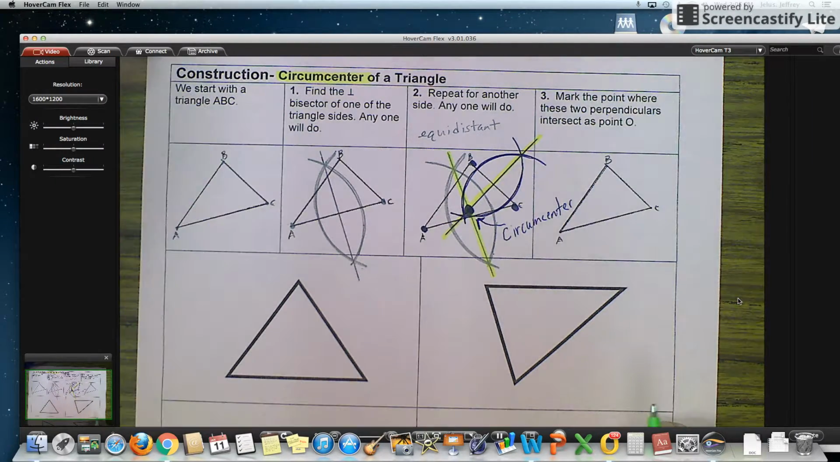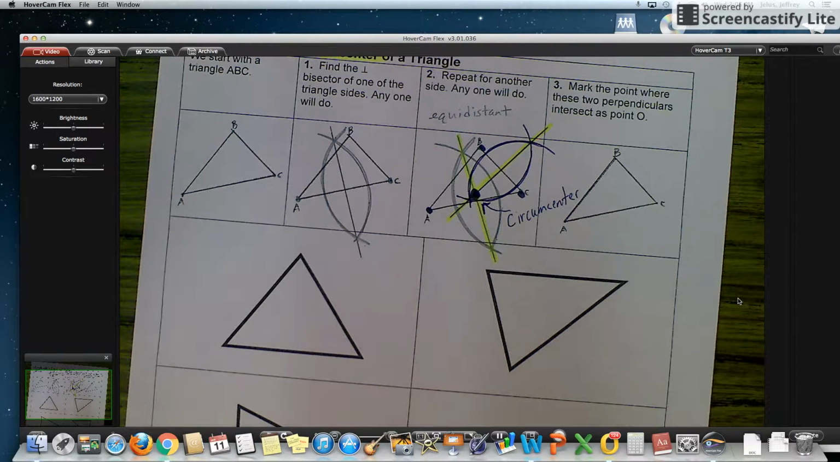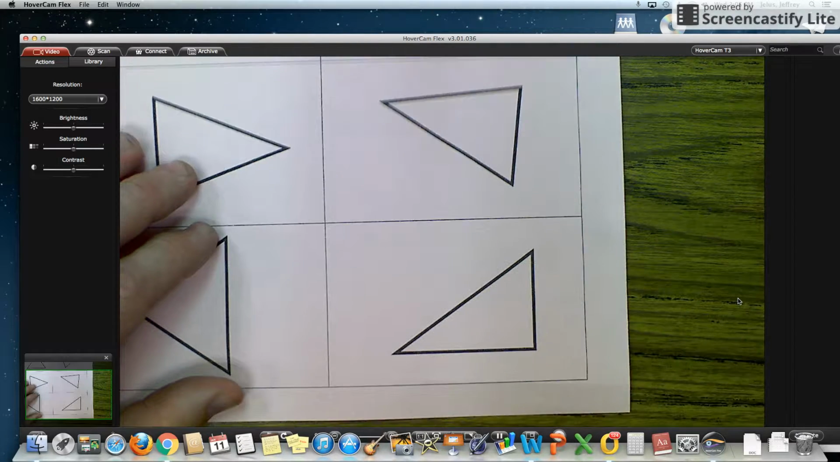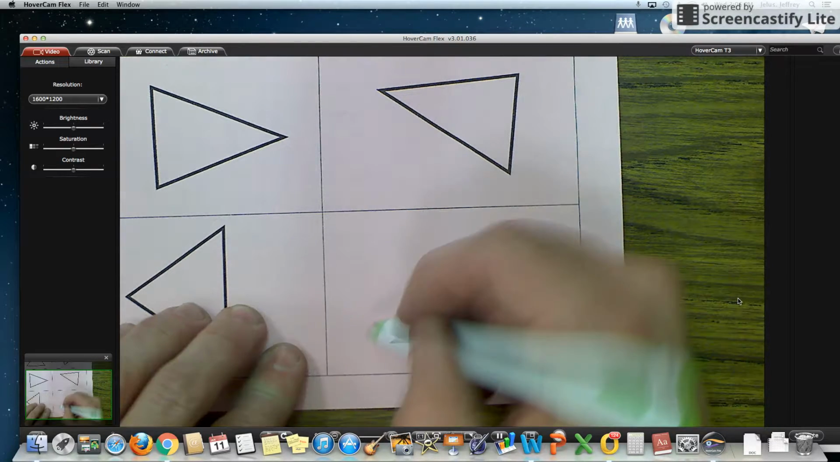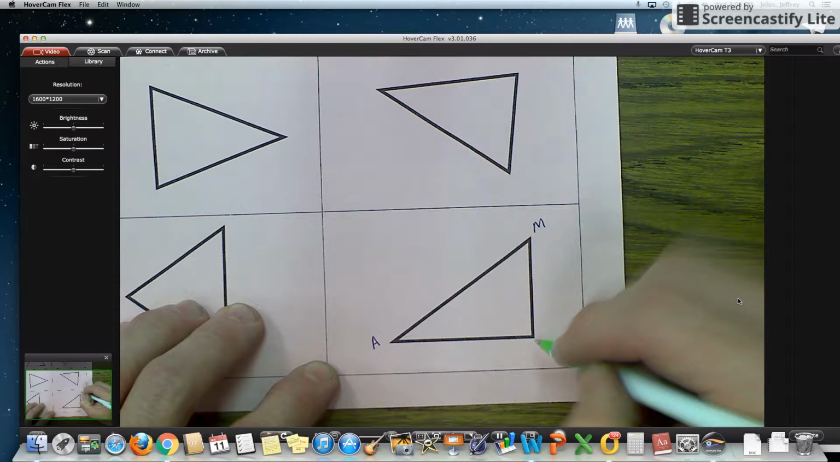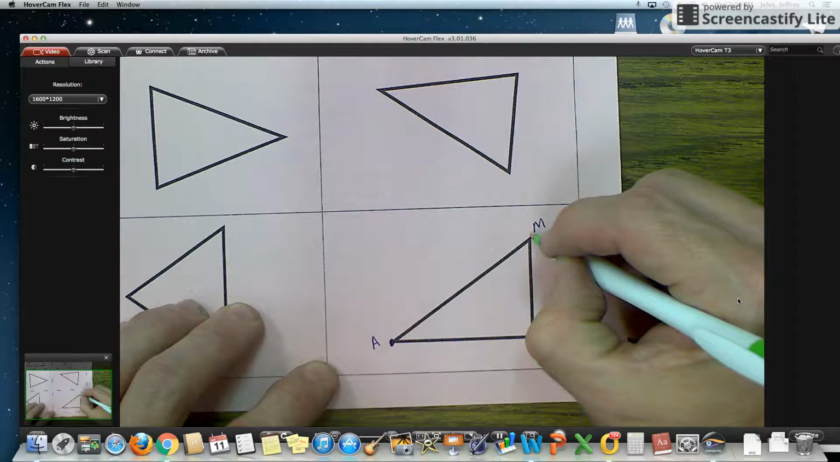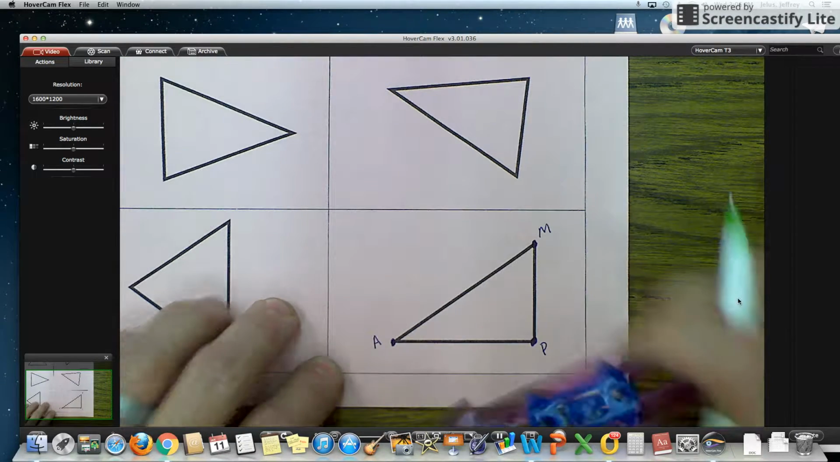I'm going to come down here on your paper. Drop the protractor, sorry. I'm going to come down here on your paper, and I am going to do one more. I'm going to do the bottom right. I'm going to do the right triangle. And I'm going to name my right triangle AMP. And I'm going to make my dots. Make sure you make your dots. Very, very important. It'll make it really easy to see.